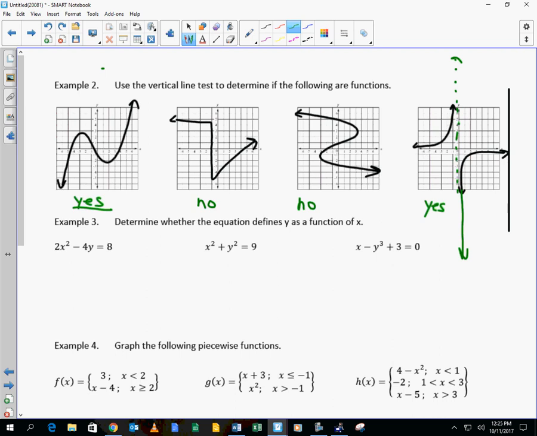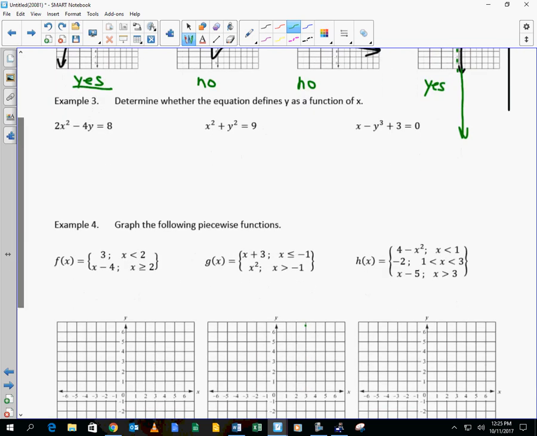Okay. All right, another way that we can determine if something's a function is we can solve for y. So in this example, we subtract 2x squared. We get negative 4y is equal to negative 2x squared plus 8. Divide by negative 4, we get y is equal to 1/2 x squared minus 2. First of all, you know what kind of shape that makes. What shape does it make? Is a parabola function.